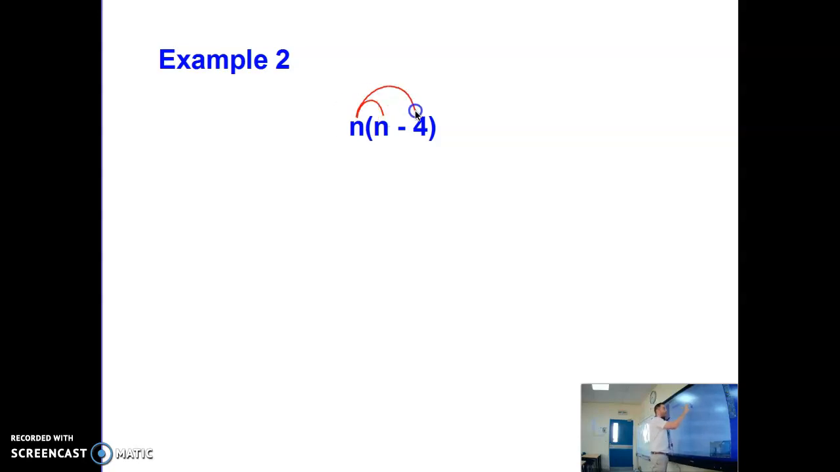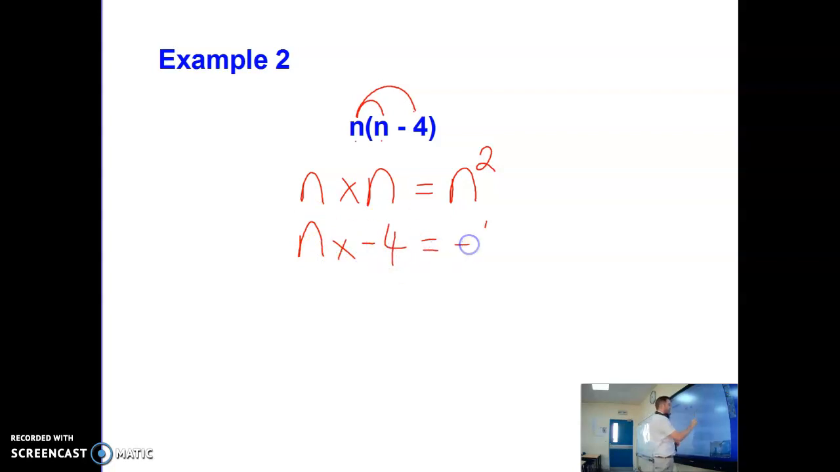n times n and n times negative 4. n times n is n squared. Multiplying a number by itself, we can write it as n squared. And then n multiplied by negative 4, got to make sure we remember that negative there, and we get negative 4n. So now let's add those together. I get n squared minus 4n. And that is my answer there.